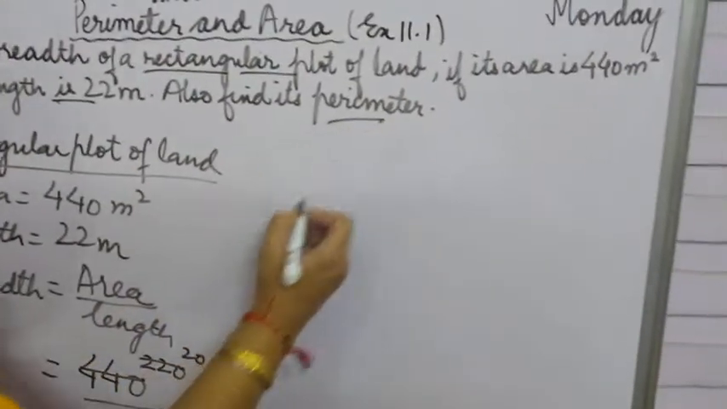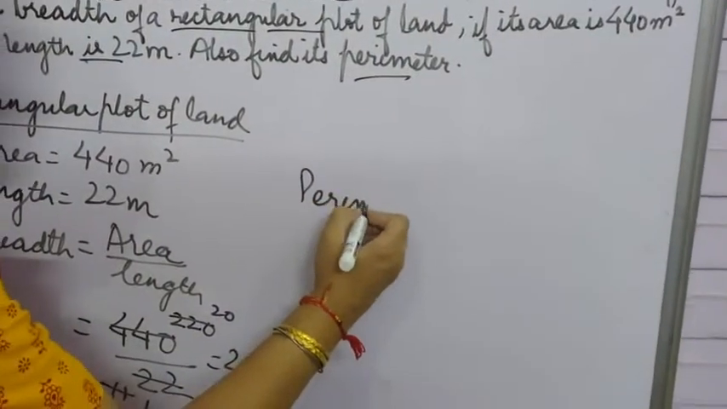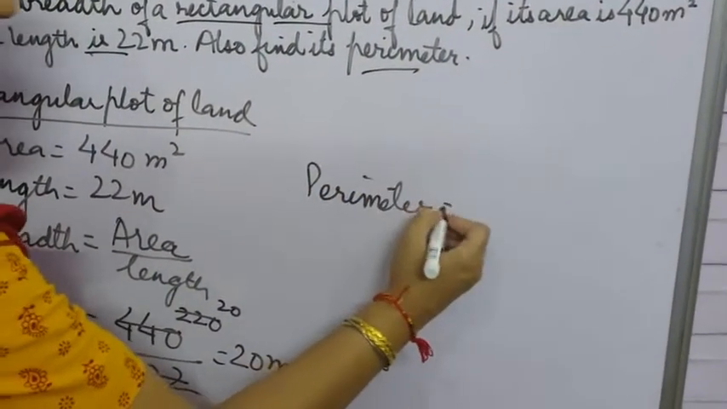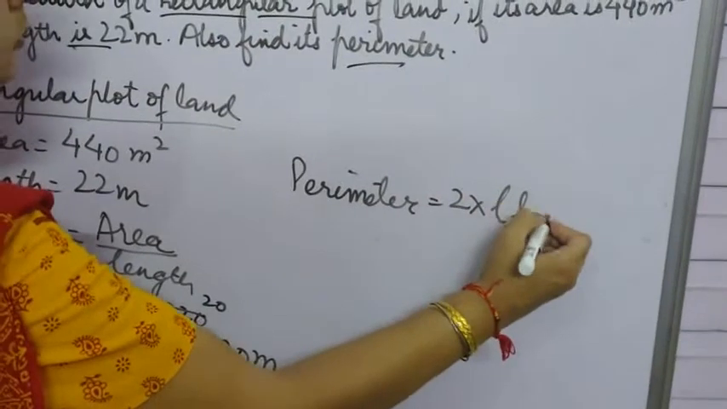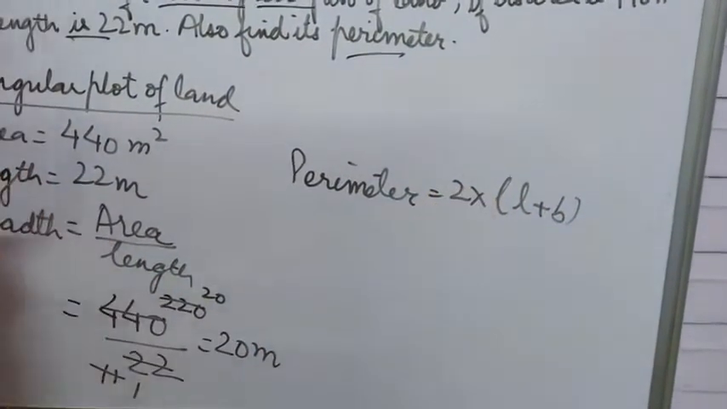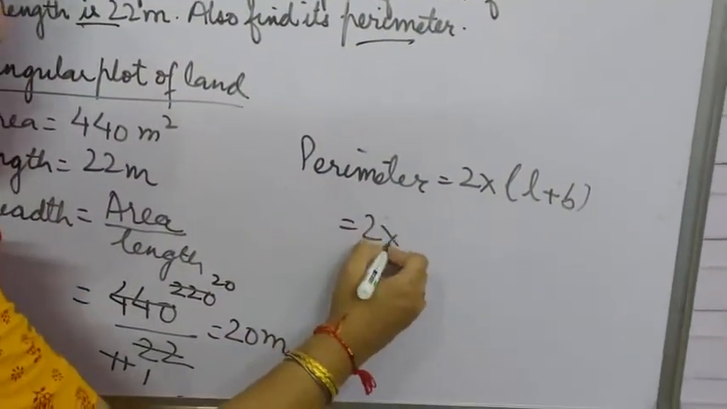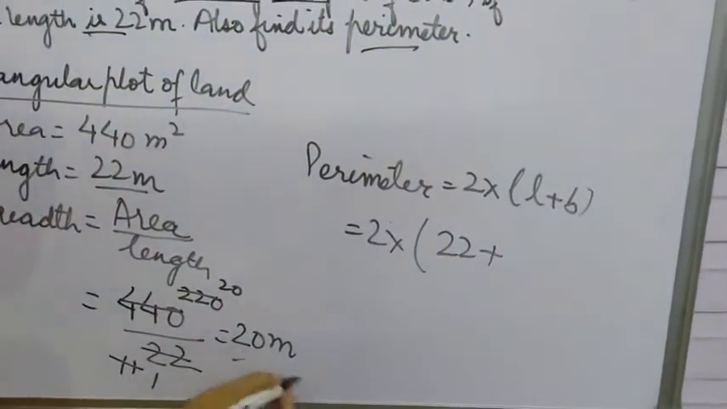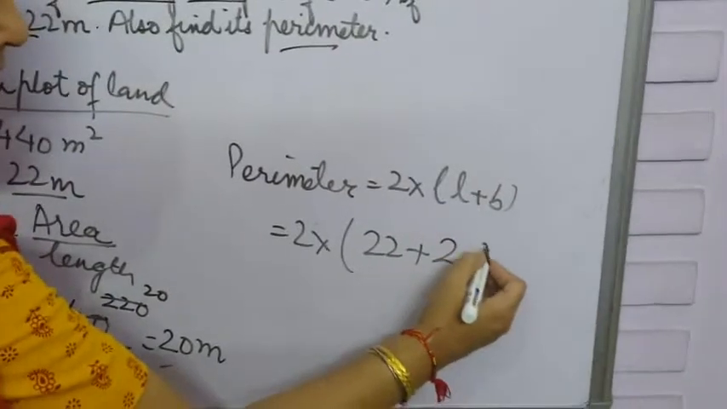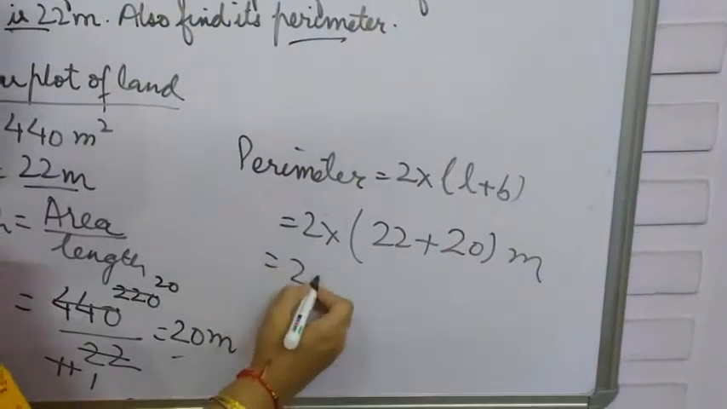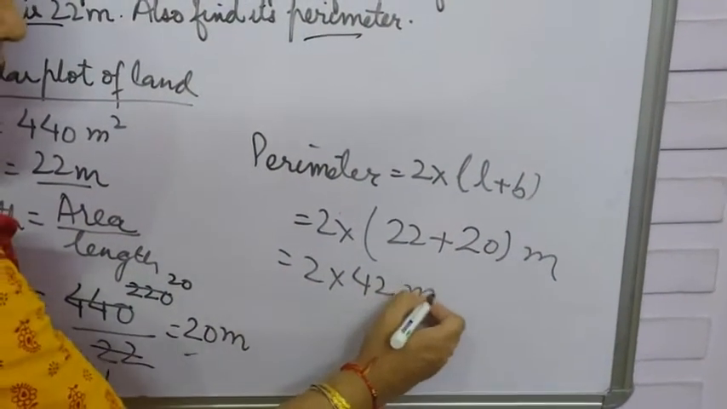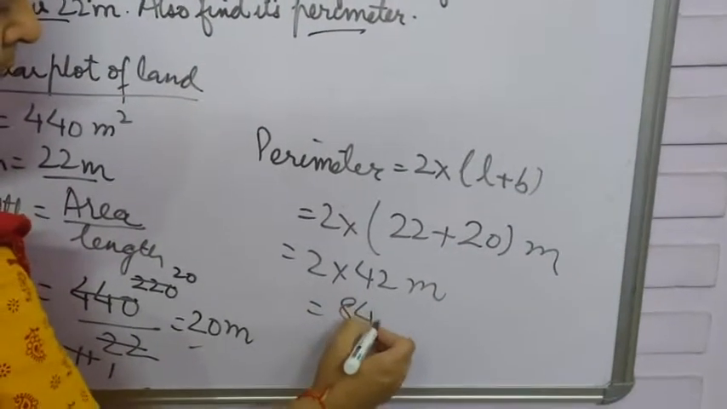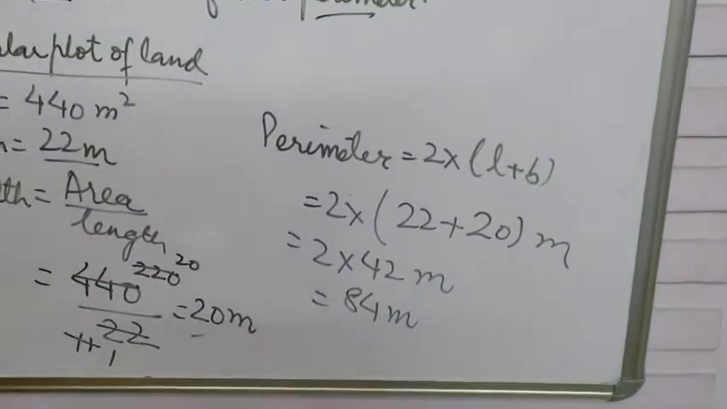Now we are to find out the perimeter. And what is the formula of perimeter of rectangle? Yes, it is 2 into L plus B. So how much is the length? Length we were already given, 22 meters. How much is the breadth? That we have calculated, 20 meters. So it is 2 into 42 meters, and our perimeter is 84 meters.